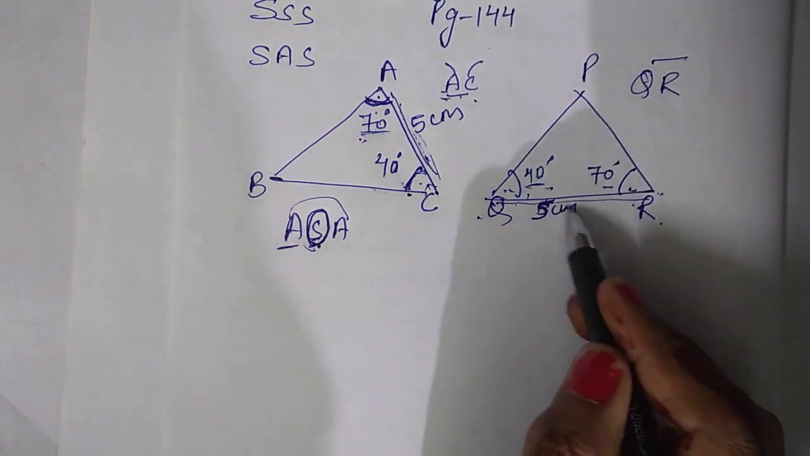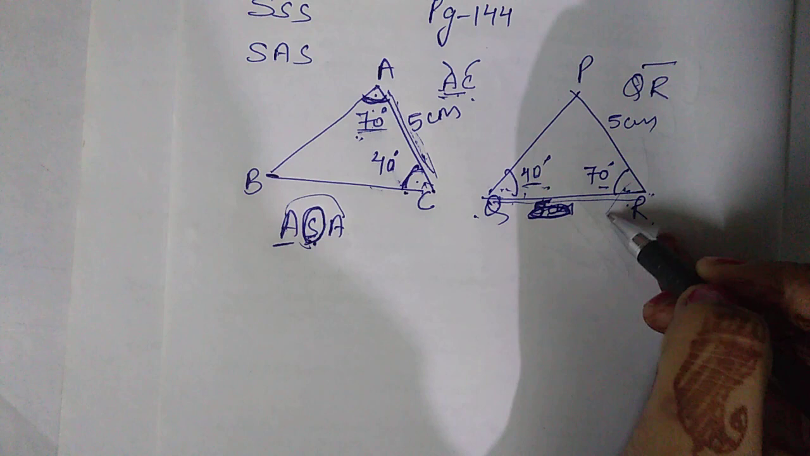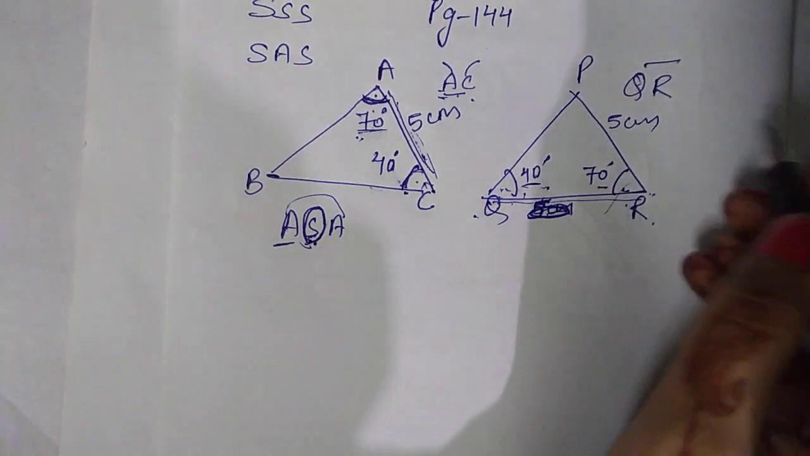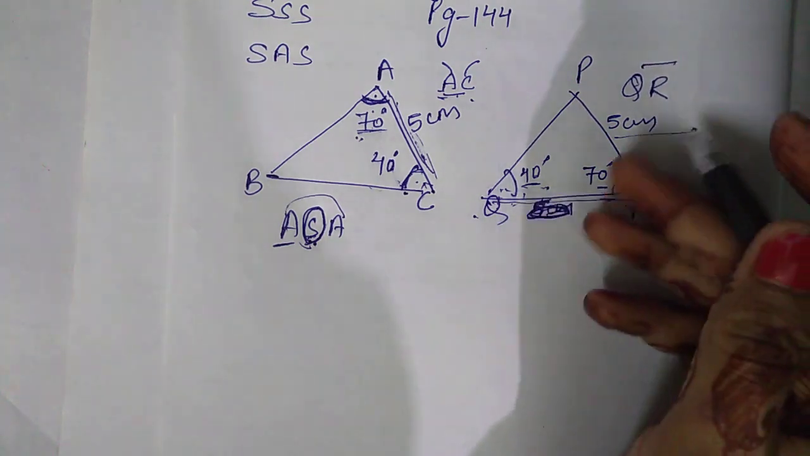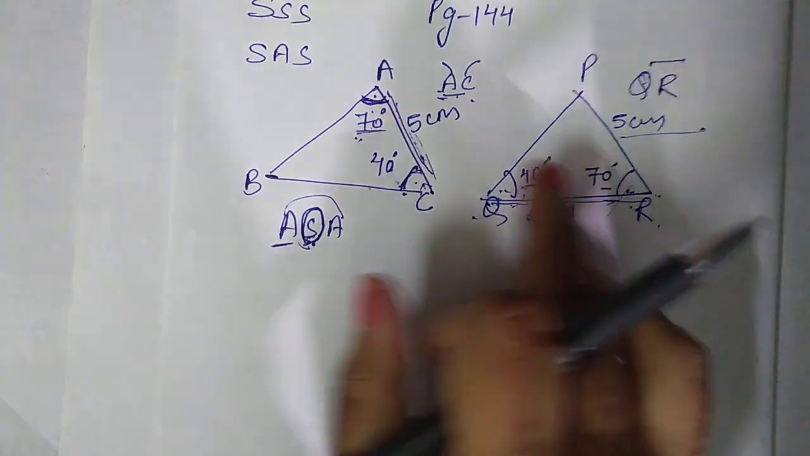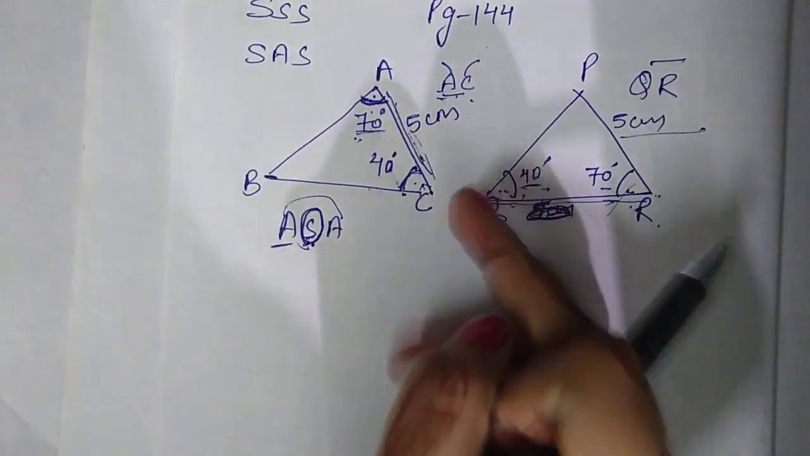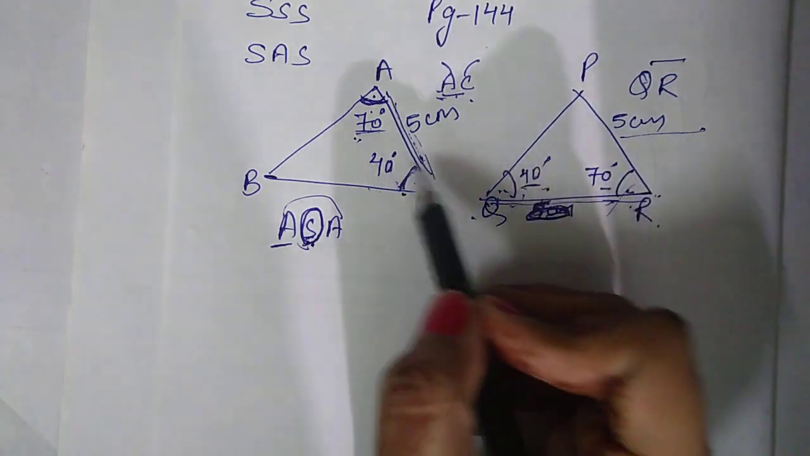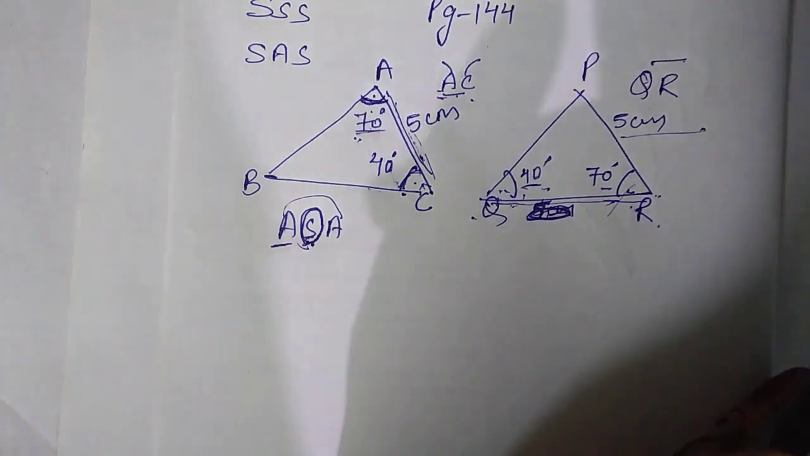Okay, if the side is placed here, are they congruent now? No, they are not congruent because the side is not included between the equal angles. The equal angles are these. However, two angles are equal, but the side is not included. So here they are not congruent by the ASA rule.